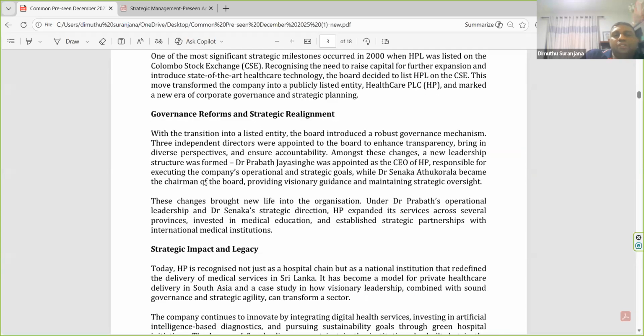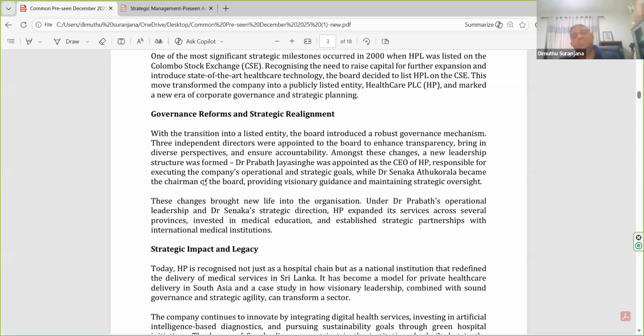So with the transition into a listed entity, the board introduced a robust governance mechanism. Three independent directors were appointed to the board to enhance transparency, bringing in diverse perspectives and ensuring accountability. Among these changes, a new leadership structure was formed. Dr. Prabhat was appointed as the CEO of HP.